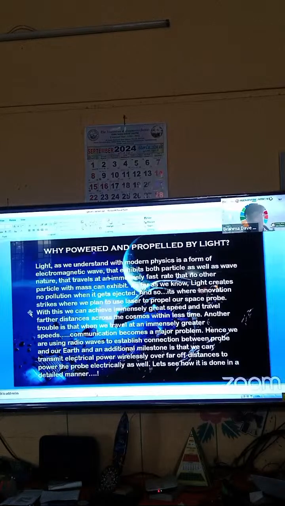Light, as we understand in modern physics, is a form of electromagnetic wave that exhibits both particle as well as wave nature. We all know about light because it possesses both a particle nature as well as a wave nature.